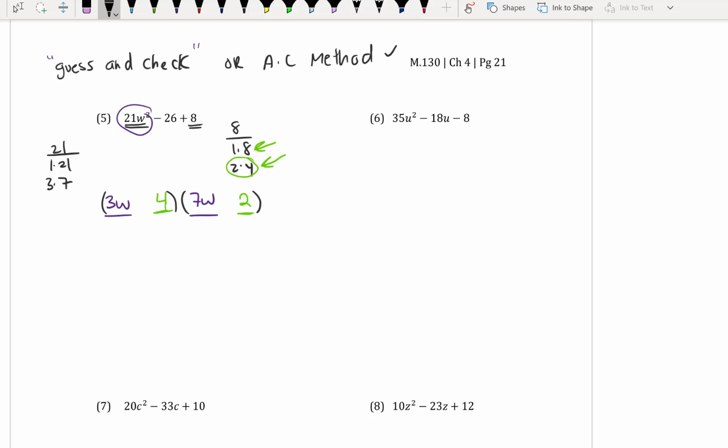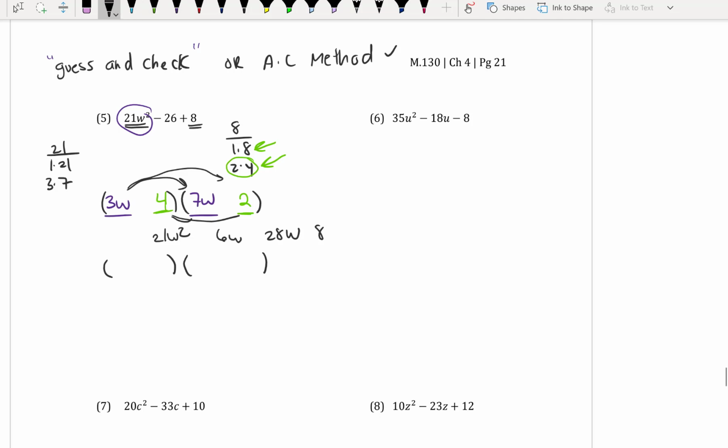So I would have 3 times 7, which is a 21W squared. I would also have a 6W. 7 times 4 is a 28W. And then I would have an 8. So can 6 and 28 give me 26? No, it cannot. It can give you 22, but it can't give you 26. So that was not going to be a good option. So I guessed it, and I checked it, and it didn't work out.